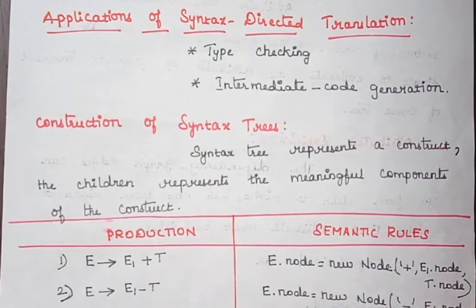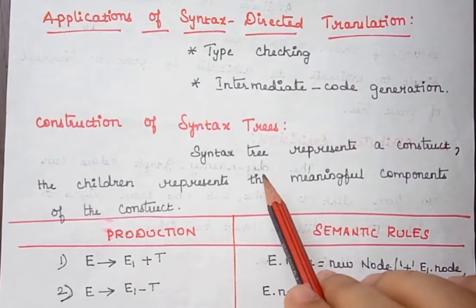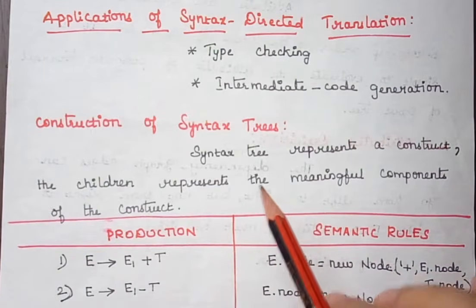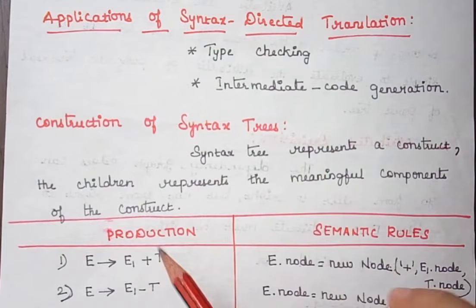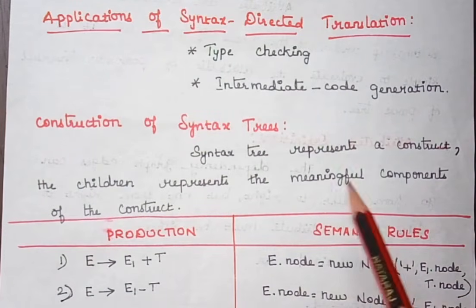Here we consider two SDDs for constructing the syntax tree for the given expression. The first one is the S attributed definition, which is suitable for use during bottom-up parsing, and the second one is L attributed, which is suitable for use during top-down parsing. And now we will see the construction of the syntax tree.